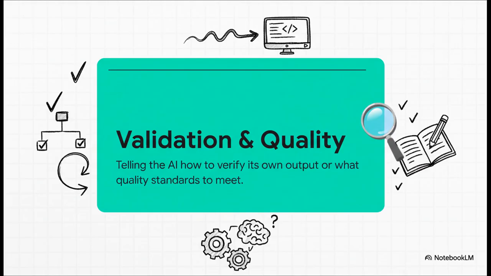It's like giving the AI a quality control checklist for its own work. You can literally tell it, before you give me the answer, verify that all the code runs without errors and that all the facts you stated are verifiable. This encourages the AI to self-correct, which dramatically cuts down on mistakes and boosts the quality of the final output.